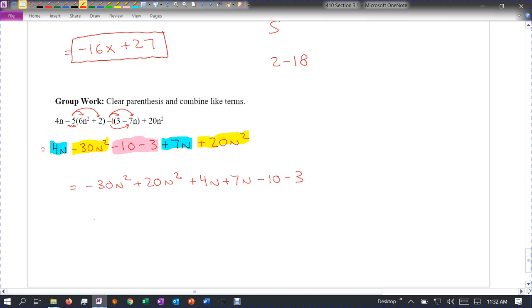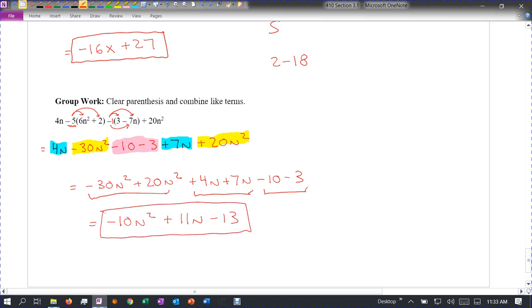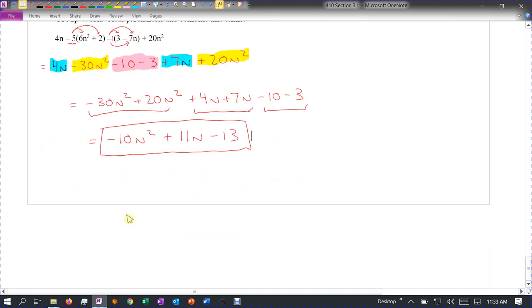So now we combine these together. These are like terms, these are like terms, these are like terms. Putting those together, you should get negative 10n squared plus 11n and then minus 13. There you go. All right, and that concludes this first section.